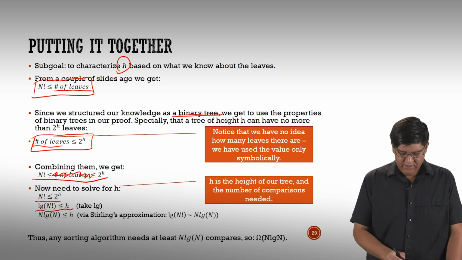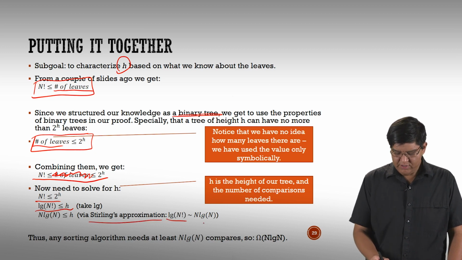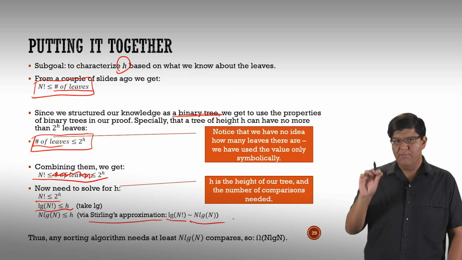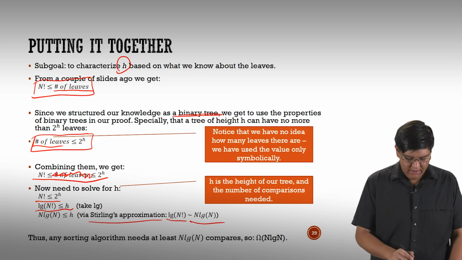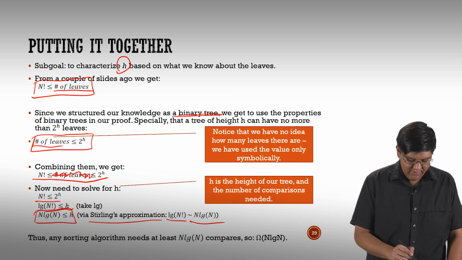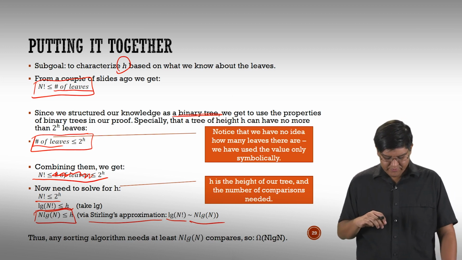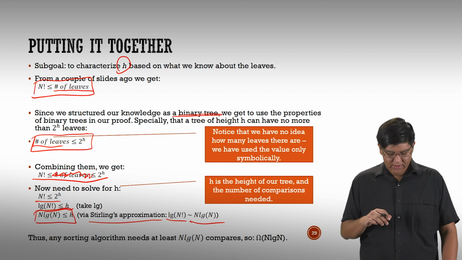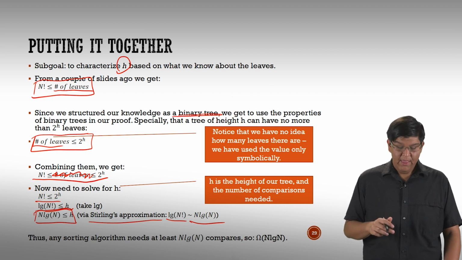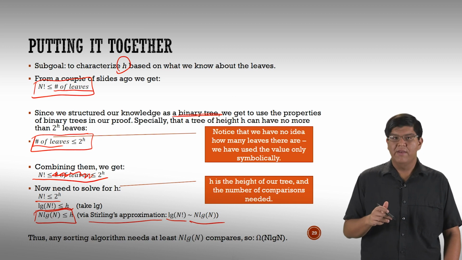Then I'm going to use Stirling's approximation. Stirling's approximation says the following: log of n factorial is approximately n log n. Do a substitution in there, and I get my final algebra: n log n less than or equal to h. So basically what we're saying is that the height of the tree is at least n log n.